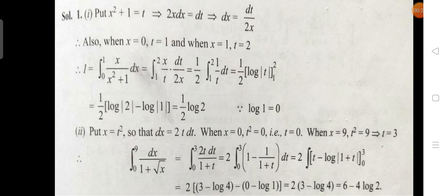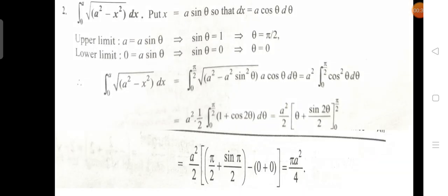So you have to take x as t square, then follow the same procedures. Similarly, the next question is the integral from 0 to a of root of a square minus x square dx. For that, there is a table I have just given for you, the table of indefinite integrals.